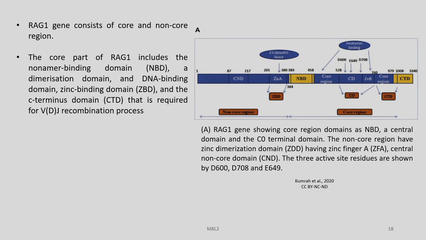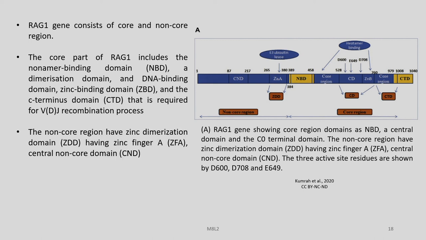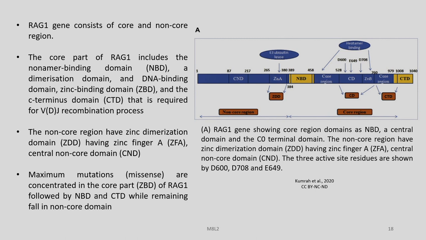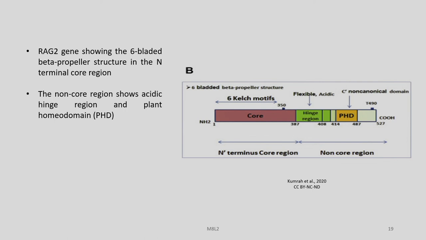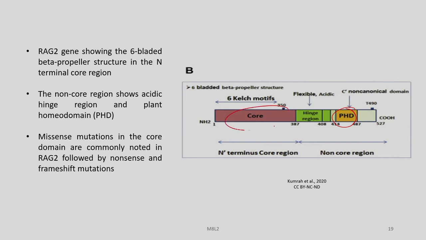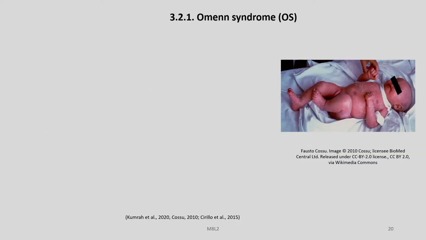So, we have already shown in the picture that the RAG1 gene consists of core and non-core regions, and the NBD, then ZBD and CTD, which are required for the VDJ recombination process. The non-core region has the zinc dimerization domain and central non-core domain. Maximum missense mutations are concentrated in the core part ZBD of RAG1, followed by NBD and CTD, while the remaining fall in the non-core domain. The RAG2 gene shows a 6-bladed beta propeller structure in the N-terminal core region. The non-core region shows an acidic hinge region and a plant homeodomain, the PHD. Missense mutations in the core domain are commonly noted in RAG2, followed by nonsense and frameshift mutations.